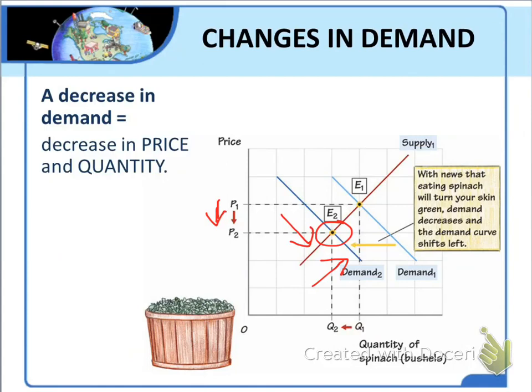At the new equilibrium price of P2, this point right here, the quantity supplied and the quantity demanded are both equal to Q2, which is the new equilibrium quantity of spinach. As a result of the decrease in demand, the new equilibrium price and quantity are lower than the initial price and quantity. This example illustrates another important result. If market supply remains unchanged, any factor that causes the demand curve to shift to the left will cause the price and quantity to fall.